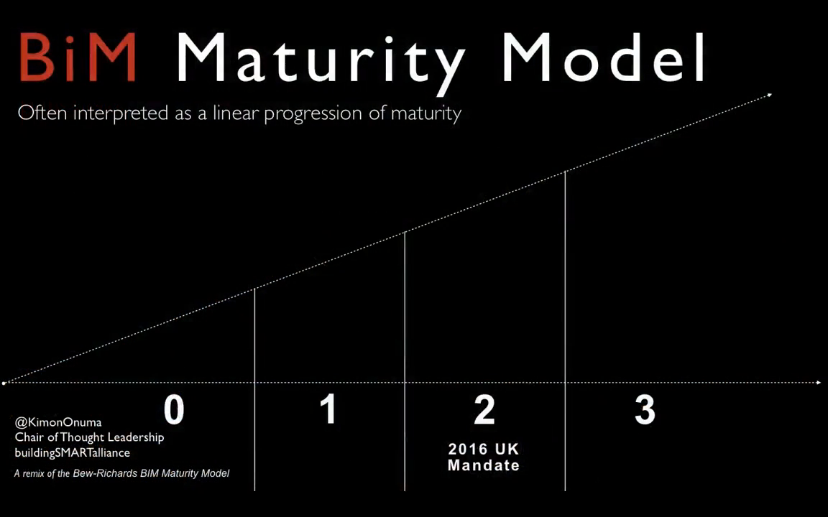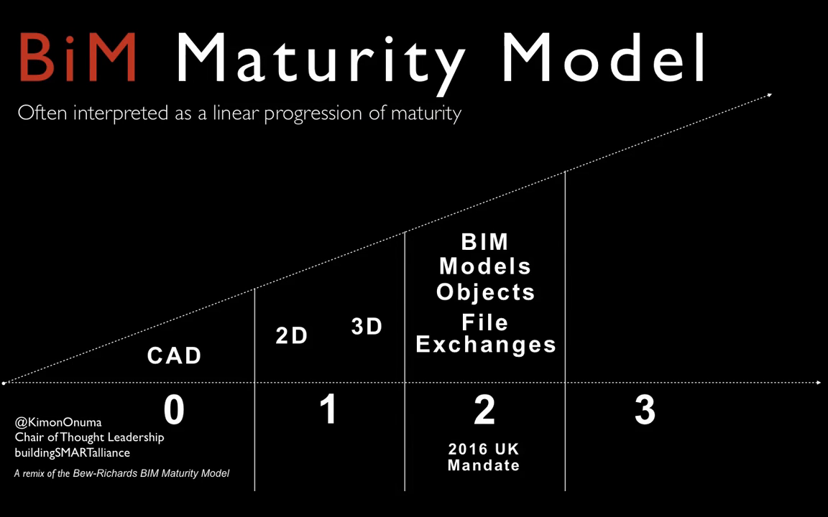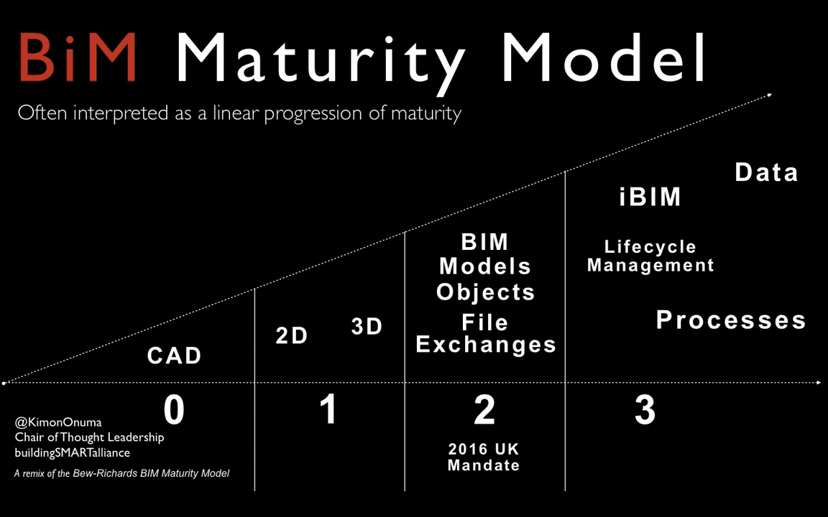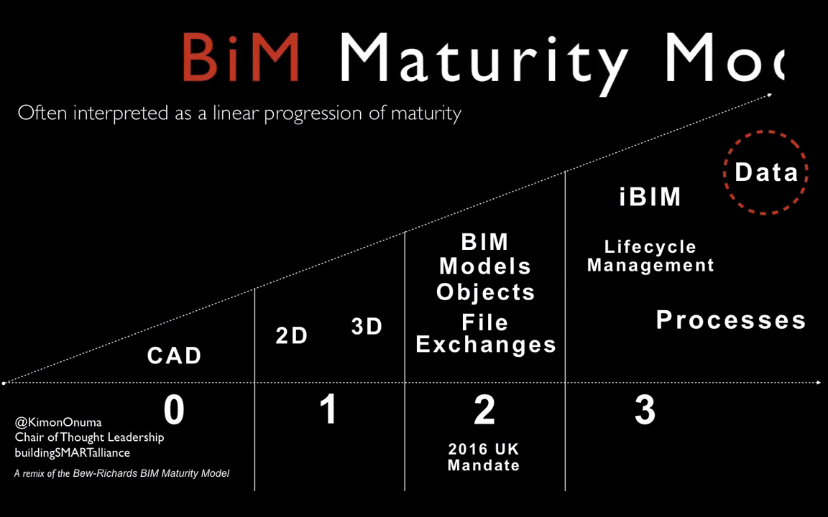The BIM Maturity Model looks at 3 levels of BIM as they mature from CAD to 2D to 3D to file exchanges as BIM Level 2, where the UK mandate is in 2016, and then on to lifecycle management processes and data. Let's focus on the data. How can we enable data at any level? That is what BIM Storm is doing.